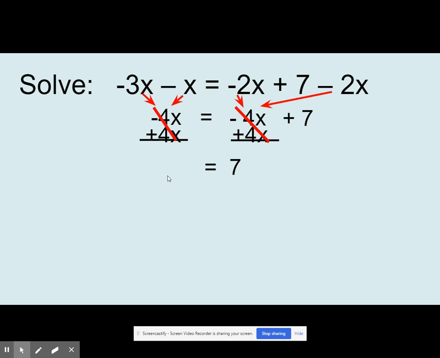We can't just leave it blank. The answer is not just 7. Anytime everything on one side cancels out, put a 0. So now I've got 0 equals 7. So is that a true statement? Does 0 equal 7?